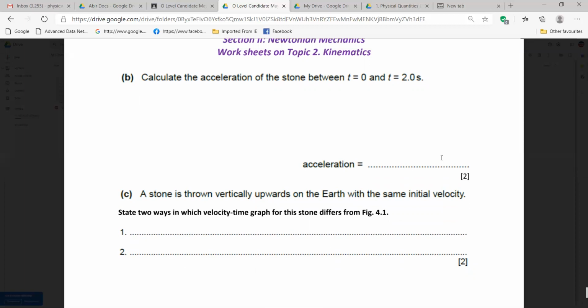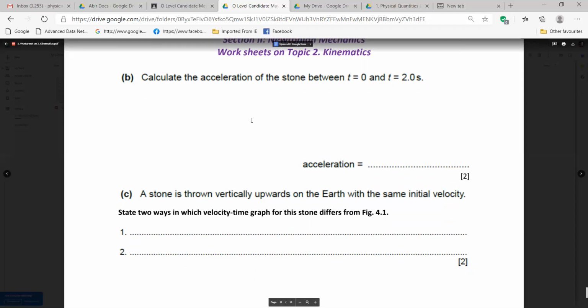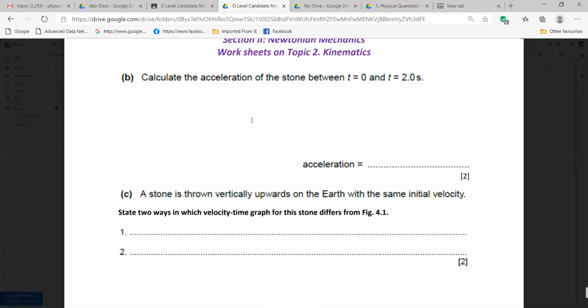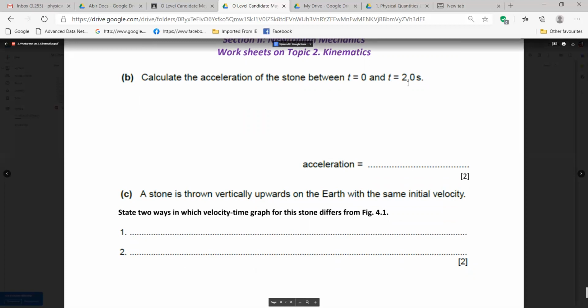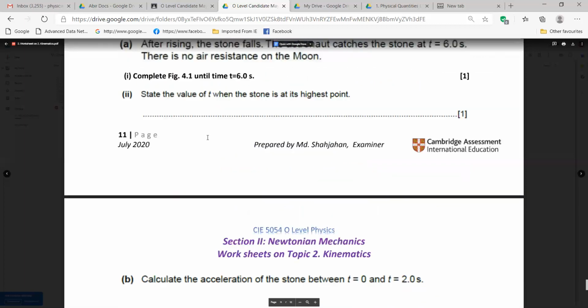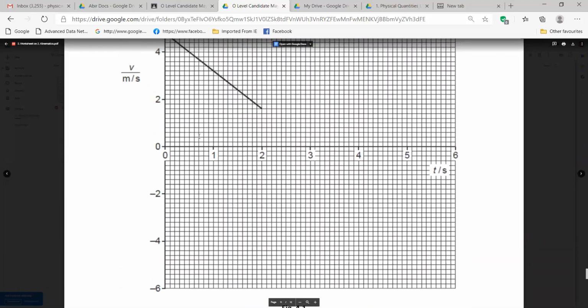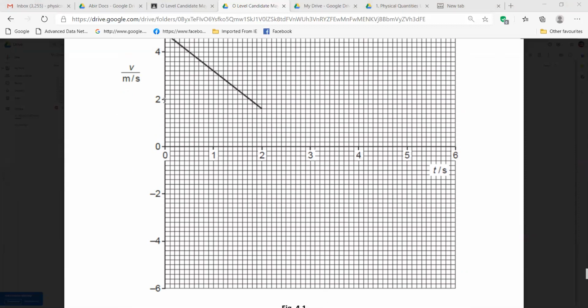At time t equals 0, the velocity was how much? 4.8. We found that one in the graph, right? And at time t equals 2.0, what was the velocity we are checking now? Look, how much is the value here? You take your time, no problem. It's 2, right? Then after 2, how many small squares do we have? 2 small squares, right? Each small square is giving you 0.2.